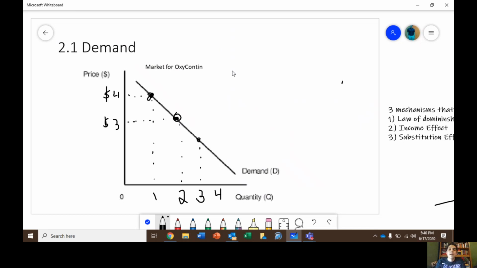So pretty simple, right? Of course, this is a very simplified market, and I want to preface my remarks by saying, obviously Oxycontin, you can't just buy it over the counter, you can't just buy it at the store, you have to get a prescription.